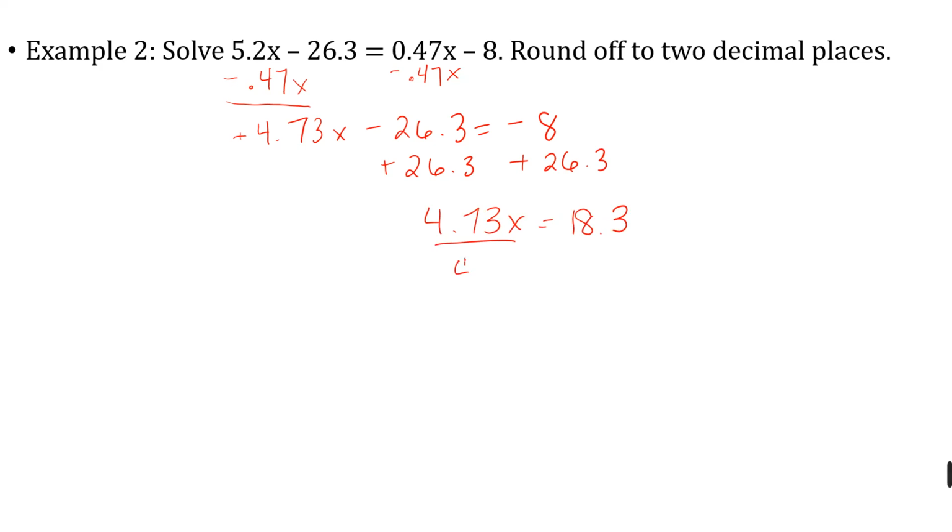Okay, I'm going to divide both sides by 4.73. Okay, and I'm going to use my calculator. x equals, I'm supposed to round to 2 decimal places, 3.8. Comes out to like 3.868. So that means I need to round the 6 up to the 7.